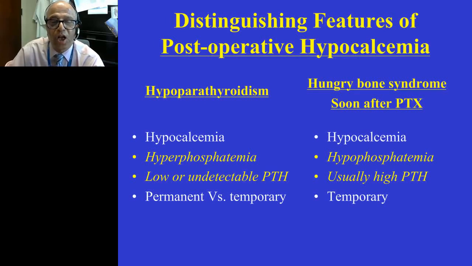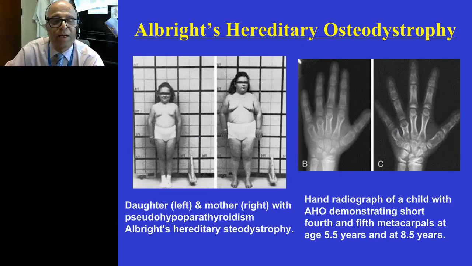PTH assays are also helpful in helping clinicians distinguish whether hypocalcemia is due to hypoparathyroidism or due to hungry bone syndrome soon after surgery for a patient with primary hyperparathyroidism or for thyroid surgery. Traditionally, we depended on the phosphate levels, but with the newer assays and faster assay time, it is possible to determine whether the hypocalcemia is due to hypoparathyroidism, in which case PTH will be low or undetectable, or due to hungry bone syndrome, in which case it will be quite high.